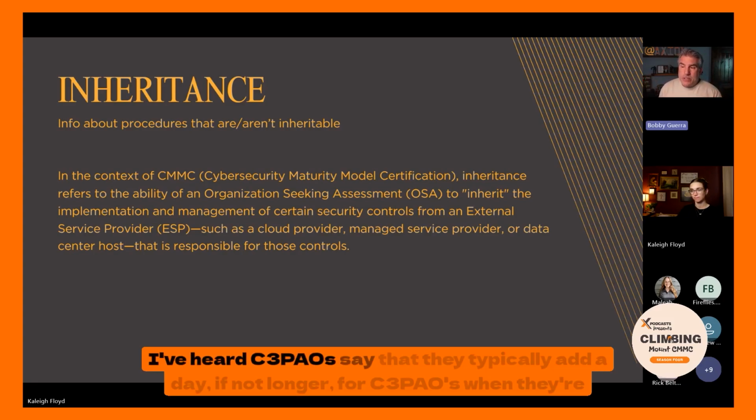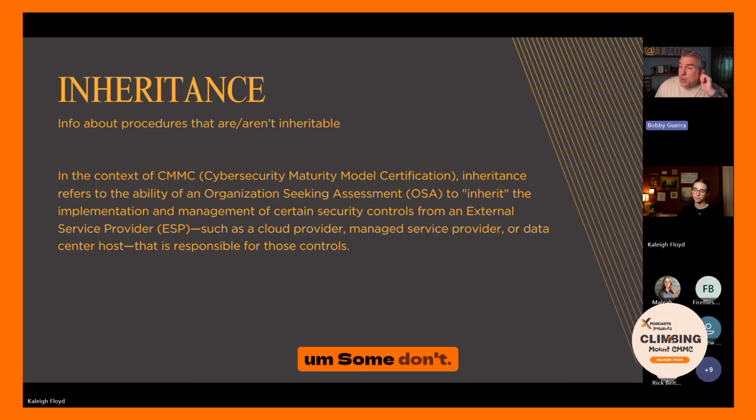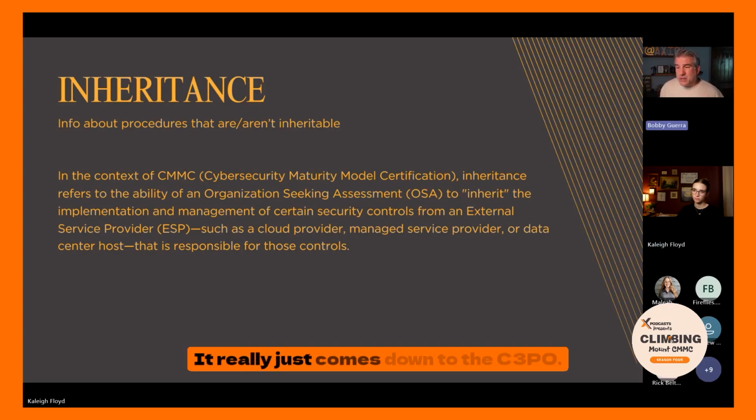I've heard C3PAOs say that they typically add a day, if not longer, when they're assessing organizations that don't have their Level 2 if they have an MSP involved. Some don't. I've heard others say, oh, we just work it out and it works fine. It really just comes down to the C3PAO.